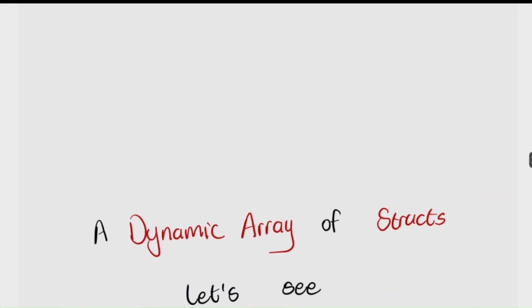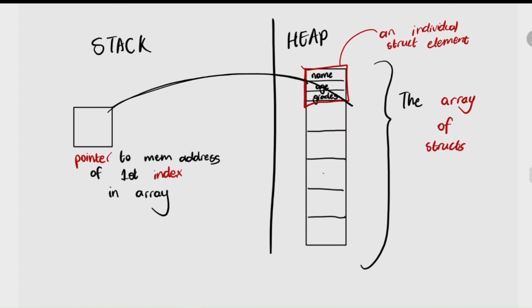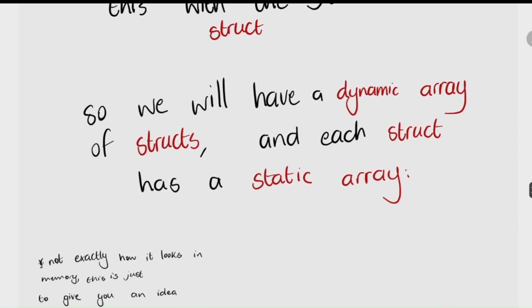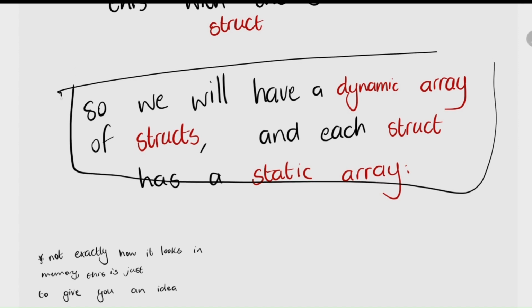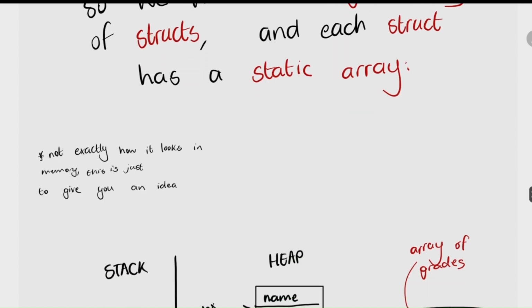So you guys may be thinking, wait, doesn't that mean we're going to have a pointer pointing to a dynamic array, and then within that dynamic array we're going to have one of the attributes being a static array? So yes, if you thought that, I don't know if anyone actually thought, maybe yeah, definitely someone thought of it 100%. It's not like I don't rate you guys, it's just I'm yapping. So we will have a dynamic array of structs, and each struct has a static array. Here I just said this is not exactly how it looks, just to give you an idea.